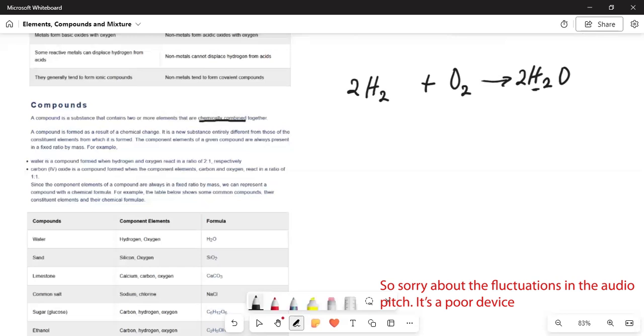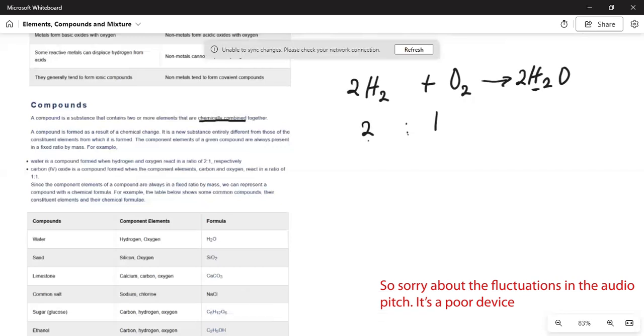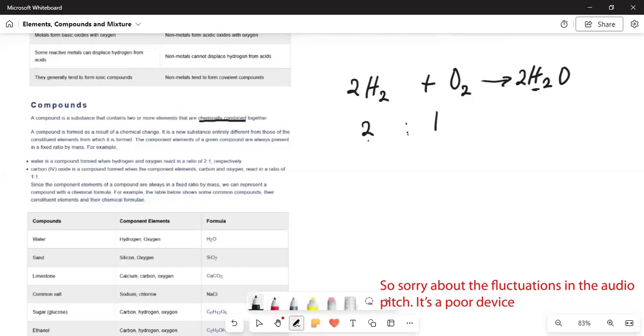So you can see here, for water to be formed, we need 2 moles of hydrogen to 1 mole of oxygen. That is what that point is saying. The component elements of a given compound are always present in a fixed ratio by mass. Go anywhere in the world, as long as it is water, the components are 2 moles of hydrogen to 1 mole of oxygen. That is what that point is saying, that the components of a compound are always present in fixed ratio by mass.